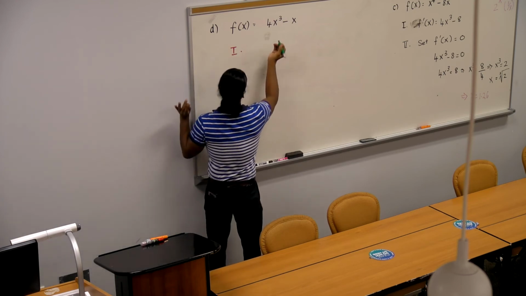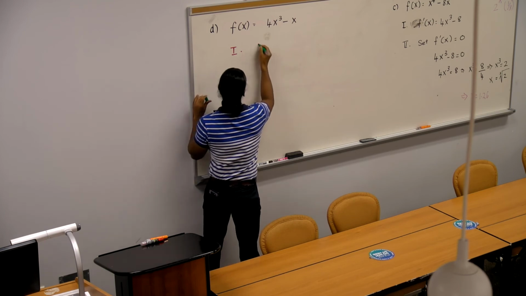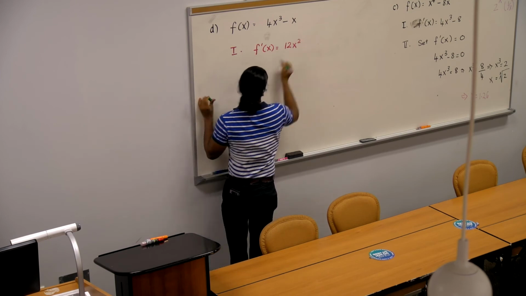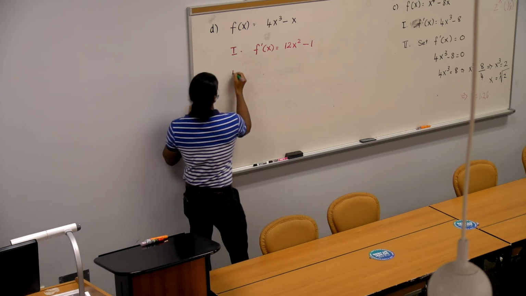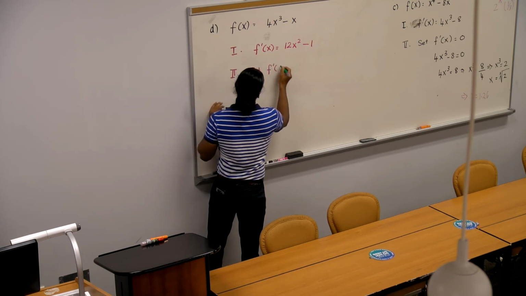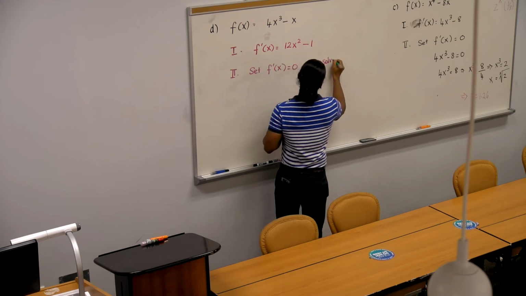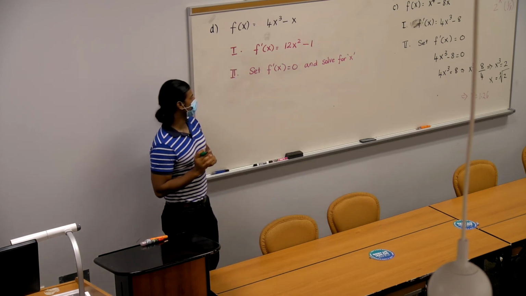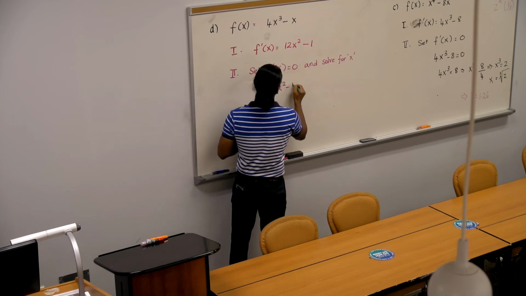Let's see. First step is to take the derivative of the function, which would be 12x squared minus 1. Step 2, you set the derivative equal to 0 and you solve for x. So 12x squared minus 1 equals 0.